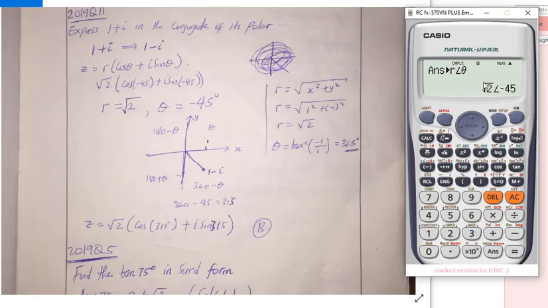So you can see root 2. That means r is root 2. Then theta, what the calculator solves, is minus 45. You are the one to convert it to a fourth quadrant angle. You do 360 minus 45, you get 315.